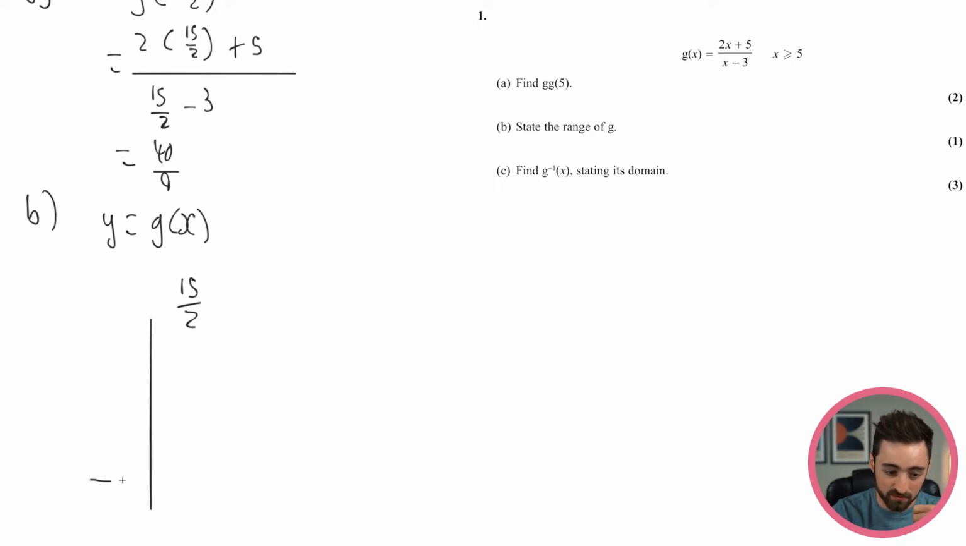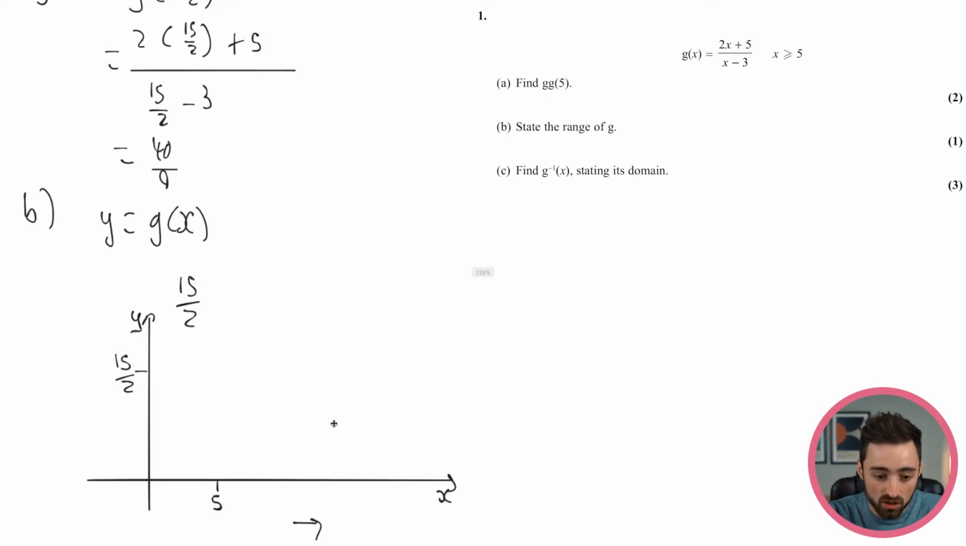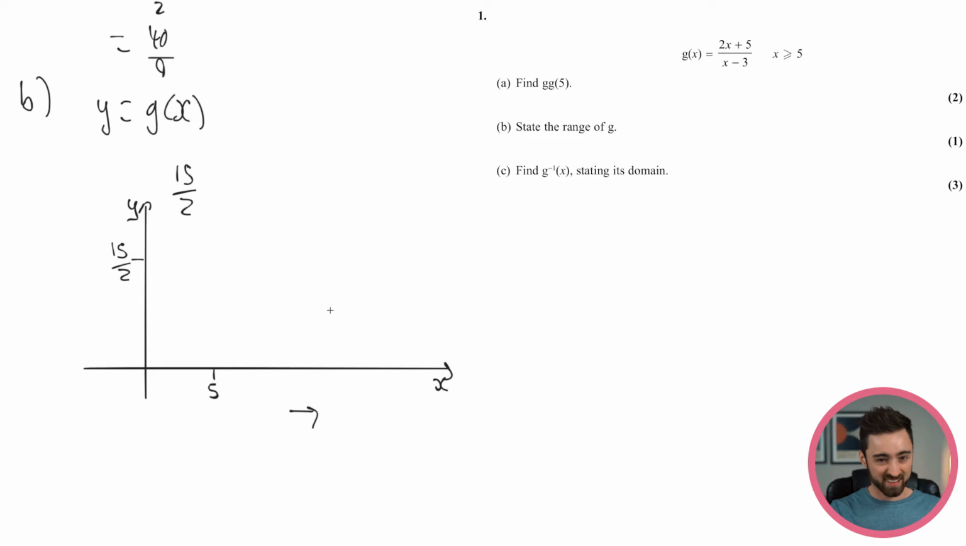If we were to have a think of this. So at x equals 5, we know this thing is 15 over 2. And then x is defined for all of these values over here. So it starts at 5 and then essentially goes up to infinity, doesn't it? So why don't we just see what happens as x gets close to infinity? So there's a couple of ways we could do this. I could just grab my calculator, stick some really high numbers in for x, but I think we should probably be a bit more methodical.